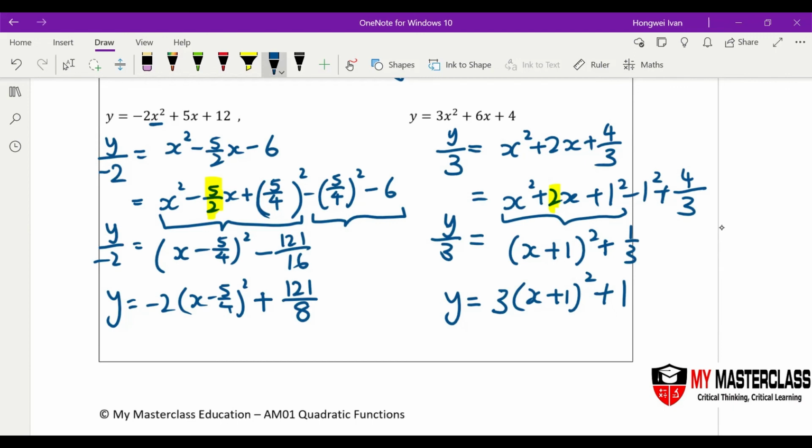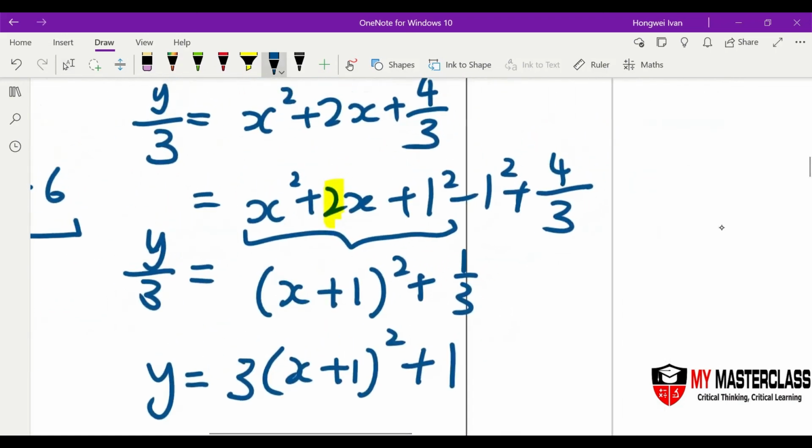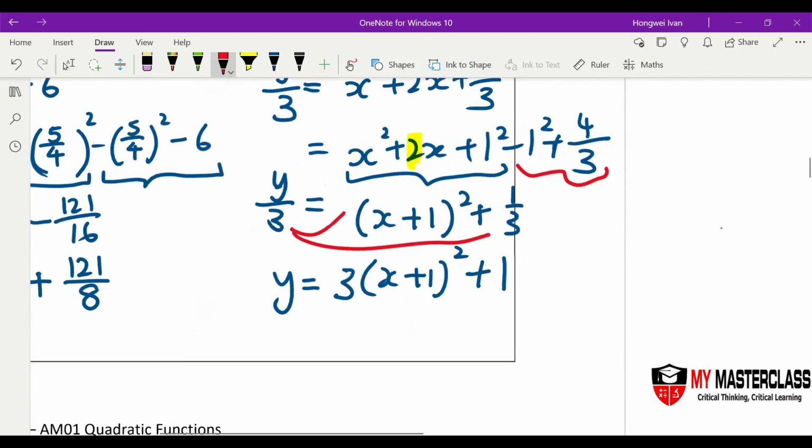Okay, then the third step, the 1 over 3 at the back. Do not use the calculator for this. Then the last step is you must multiply the 3 to the front and then multiply the 3 to here. Just need to find Y, right? Yes, because you have to get Y.